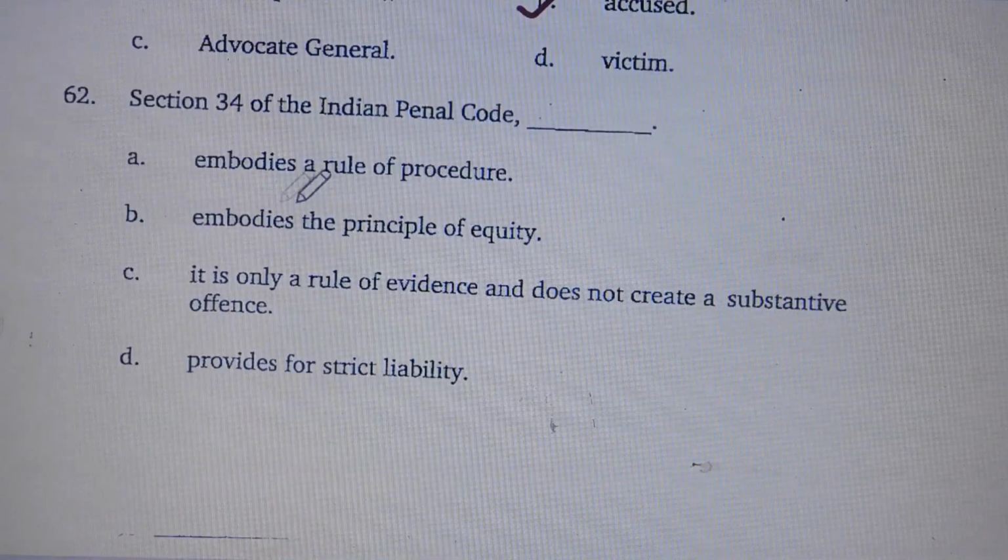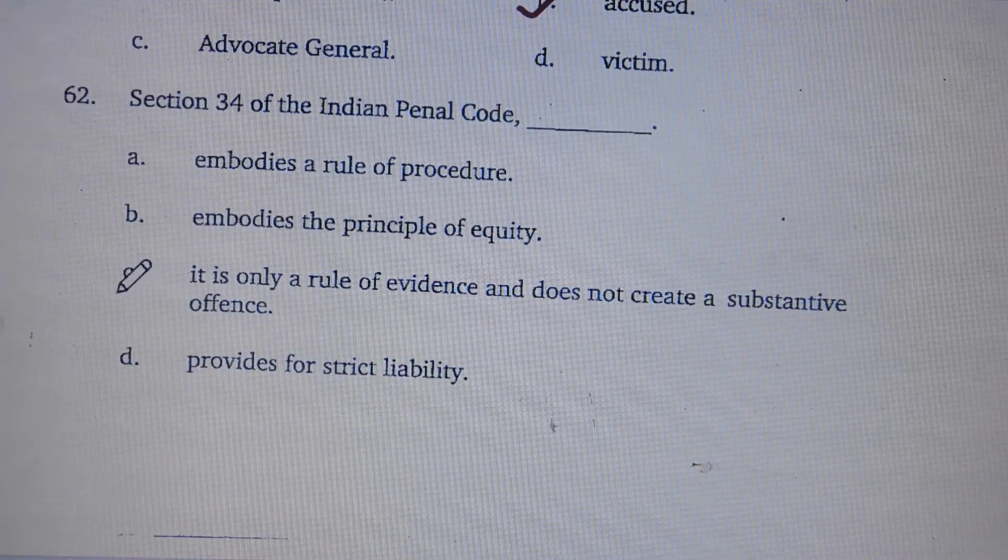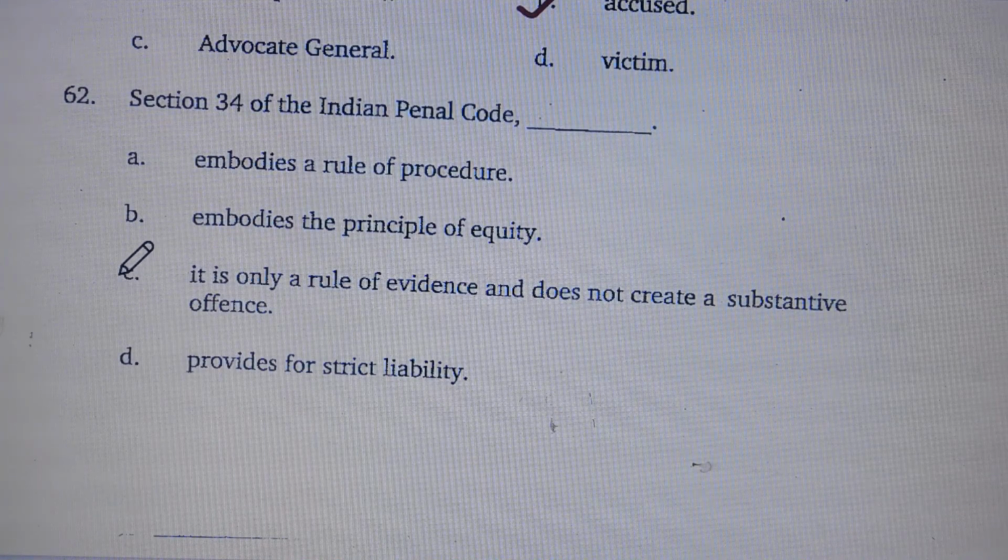Question number 62. Section 34 of the Indian Penal Code dash. Answer is option number C. It is only a rule of evidence and does not create a substantive offence.